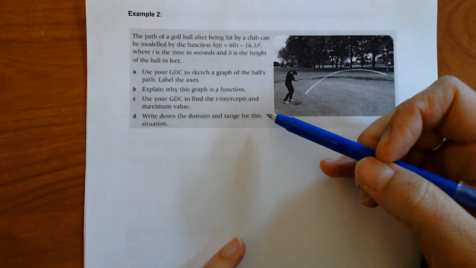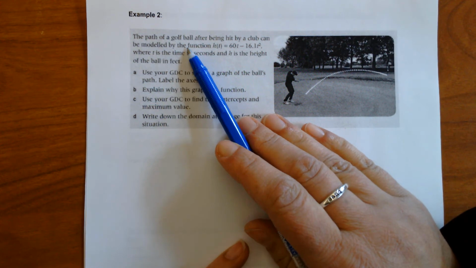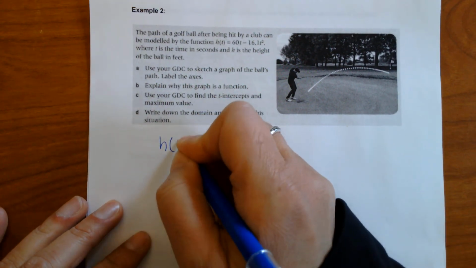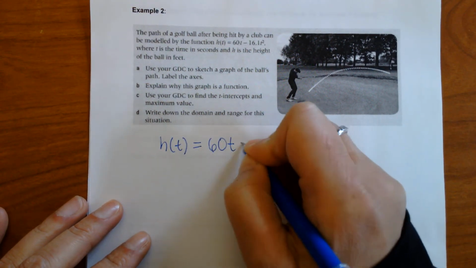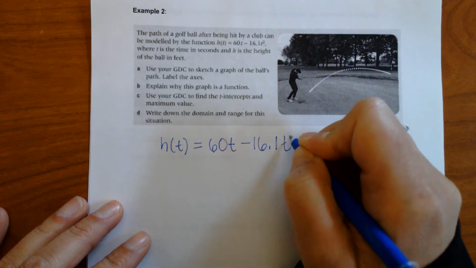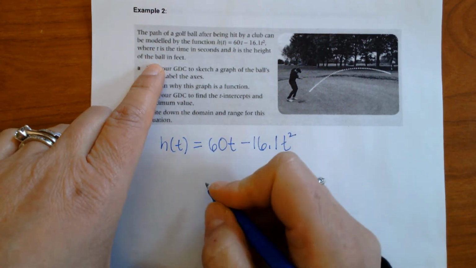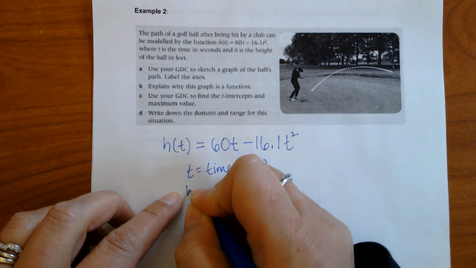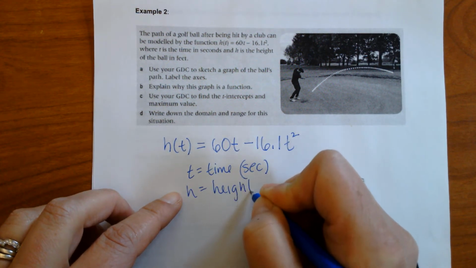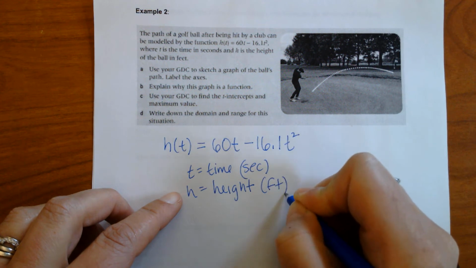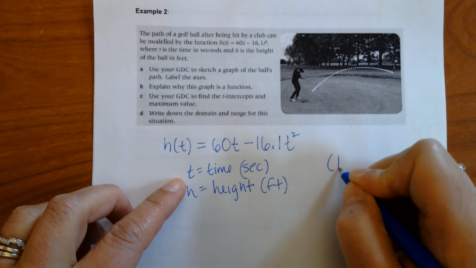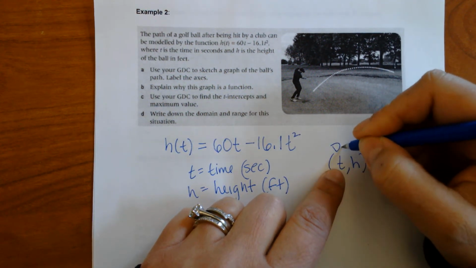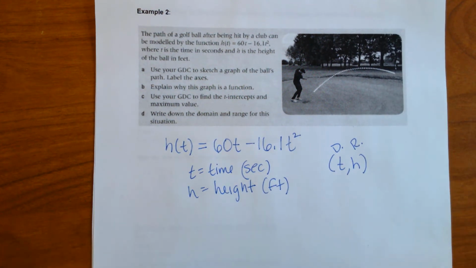Okay, example 2, this is our application problem. We're going to look at the path of a golf ball after being hit by a club, which can be modeled by the function h of t equals 60t minus 16.1t squared, where t is the time in seconds and h is the height of the ball in feet. So if we were going to do an ordered pair, it would be t comma h. Input domain is t. Height is range, which is output.